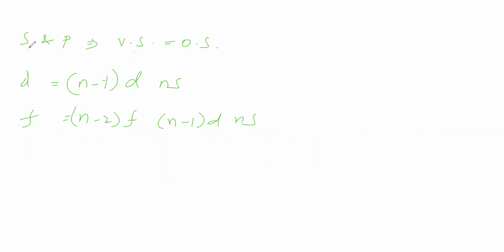S block, P block means valence shell is equal to outermost shell. D block means n-1 D and ns. F block means n-2 F, n-1 D, ns. In this way only you should take. So we got an idea regarding electronic configuration: how to find atomic number, how to get electronic configuration, how to say the type of block, type of element, and period number, and all this.